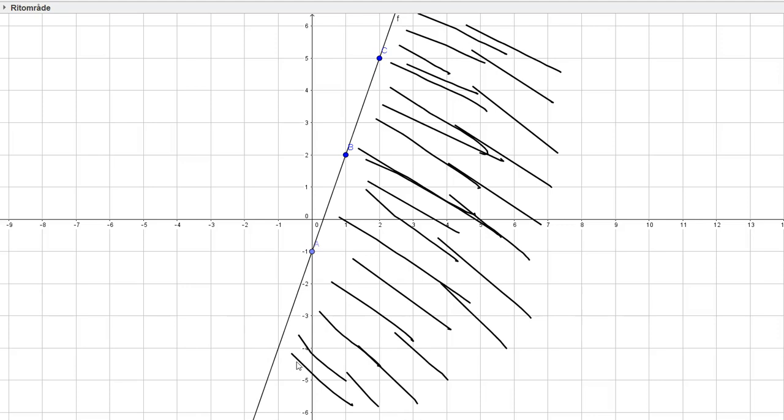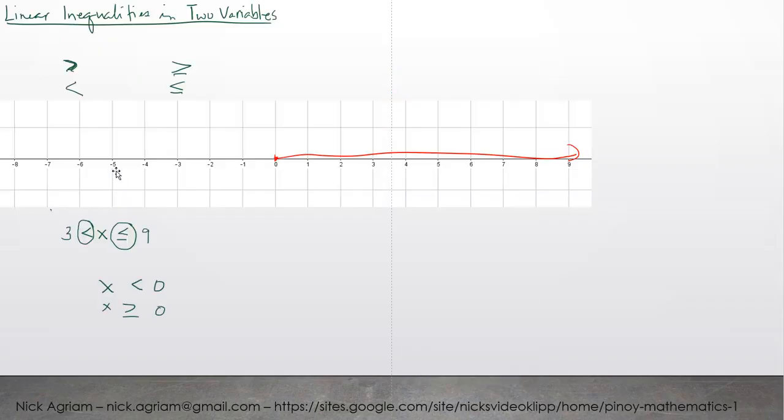So I hope you learned something about inequalities in two variables. What I discussed now is linear inequalities in two variables. In my next video, I will be discussing systems of linear equations, graphical solutions, and also algebraic solutions, substitution and elimination.